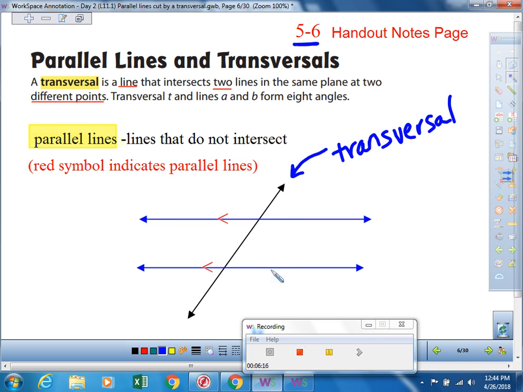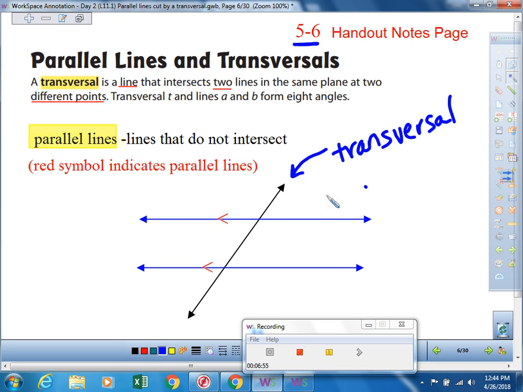It intersects two lines. Now, in this case, these are parallel lines. Parallel lines are lines that do not intersect. If you see this symbol on the lines, that means they're parallel. You could have one little arrow like that, or two. It just depends. If there's another line that doesn't have that same little arrow, it means it's not parallel to these two. If it does, it means that all three are parallel.